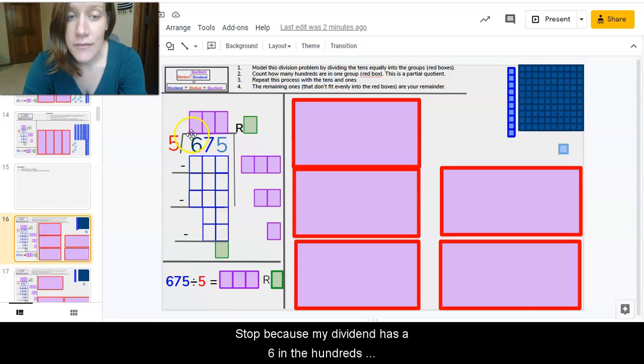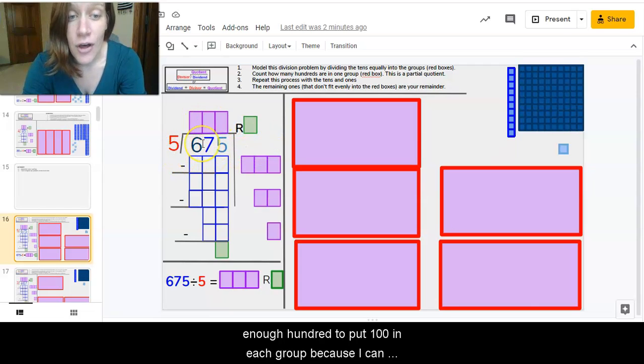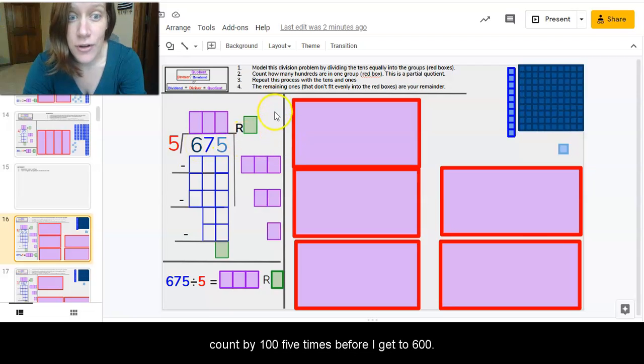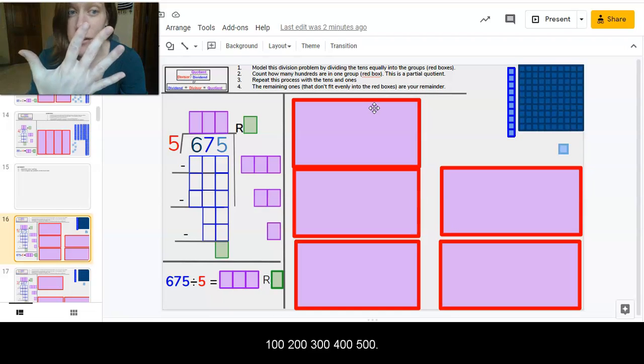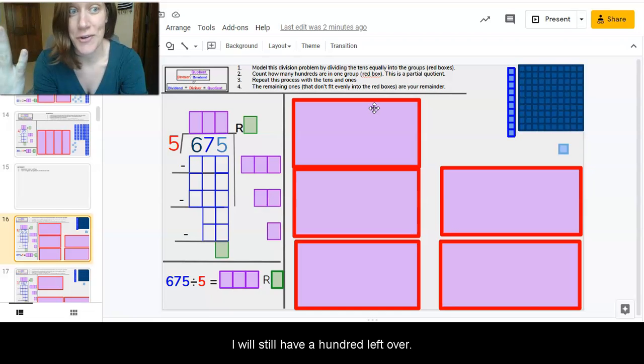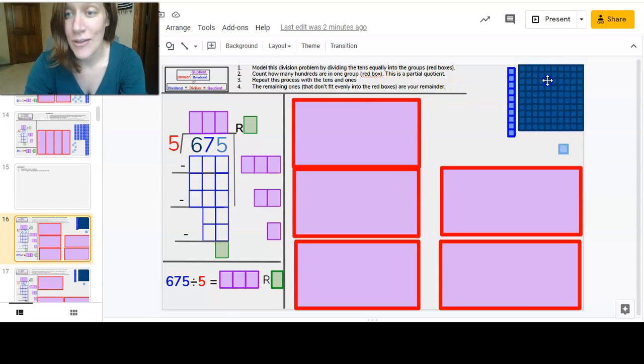Because my dividend has a 6 in the hundreds place, 6 is larger than 5, that means I can start splitting up by hundreds instead of by tens or by ones. I know that I have enough hundreds to put 100 in each group because I can count by 100s 5 times before I get to 600. 100, 200, 300, 400, 500. I will still have 100 left over, but we're going to see what we're going to do with that 100 in a minute.